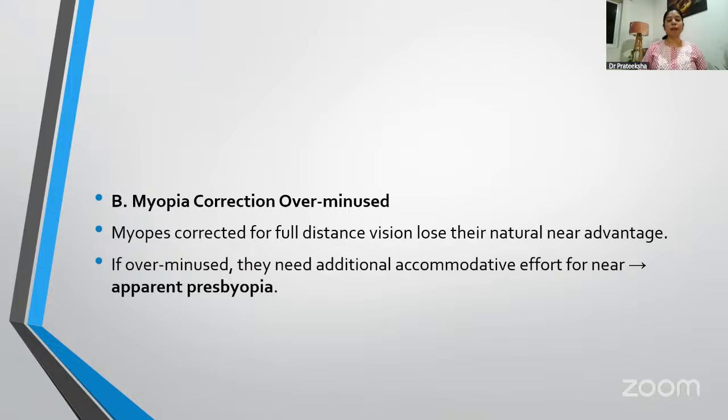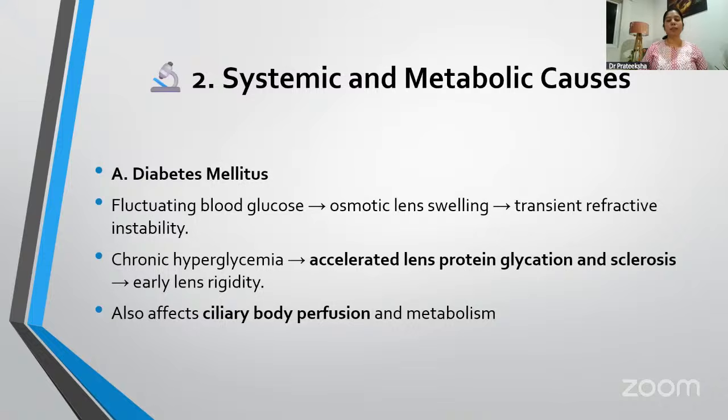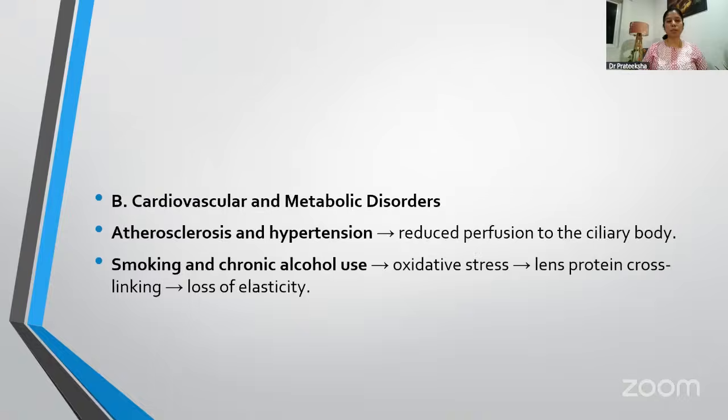Then the second factor is myopia, corrected or over-minused. Myopes corrected for full distance vision lose their natural near advantage. If over-minused, they need additional accommodative effort for near, causing apparent presbyopia. Coming to systemic and metabolic causes of premature presbyopia, first and most common is diabetes: fluctuating blood glucose, osmotic lens swelling, transient refractive instability, and chronic hyperglycemia leading to accelerated lens protein glycation, sclerosis, and early lens rigidity. It also affects ciliary body perfusion and metabolism.